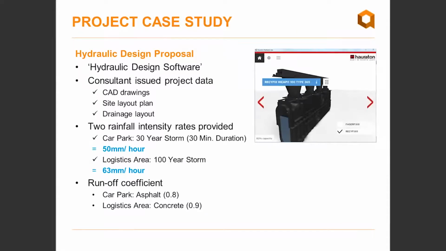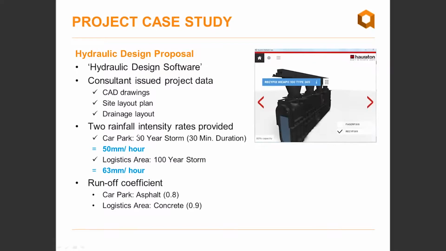With this project we provided a comprehensive design using our hydraulic design software. So the consultant provided CAD drawings, site layout plan, drainage layout, and there were 2 rainfall intensity rates that we used on the design. In the car park areas and the entranceway area we used a 30-year storm event, which was 30-minute duration, and that was equivalent to about 50 millimetres per hour in the UK. And the logistics area we used a 100-year storm event, again 30-minute duration, and that was equivalent to about 63 millimetres per hour.